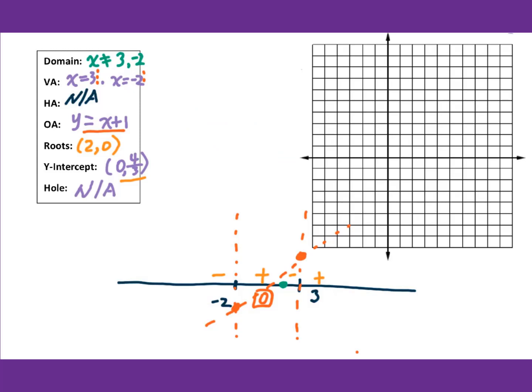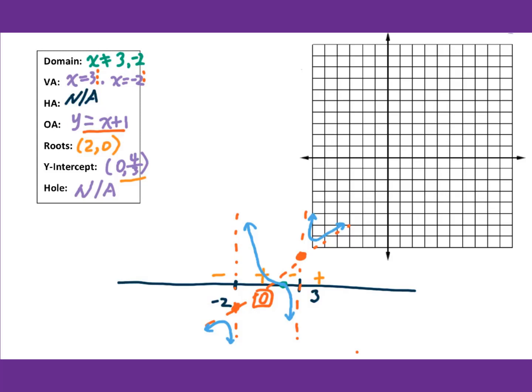Now we can predict the graph. On the right side of this 3, that's positive, means this way. Then this is your root, so going down because it's negative, then going up like this. Less than -2, that's negative. That means go this way. This is going down like this. So that's the graph for this rational function.